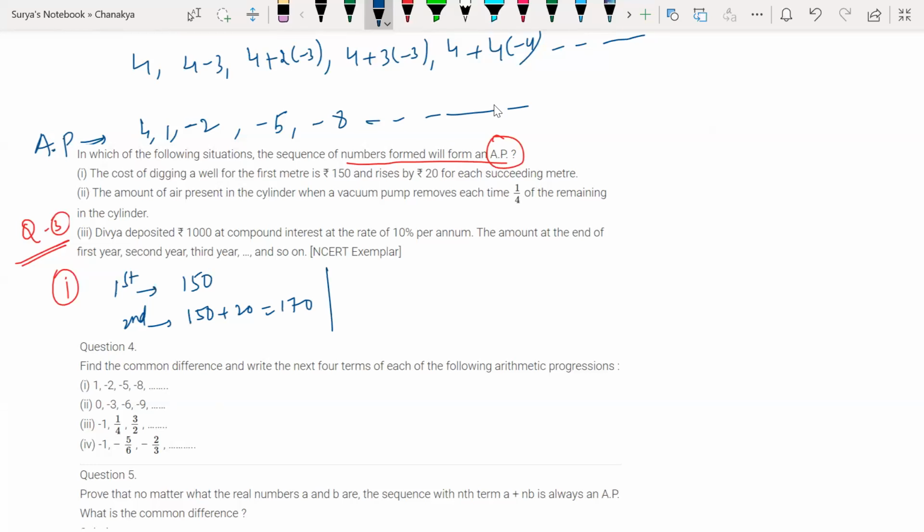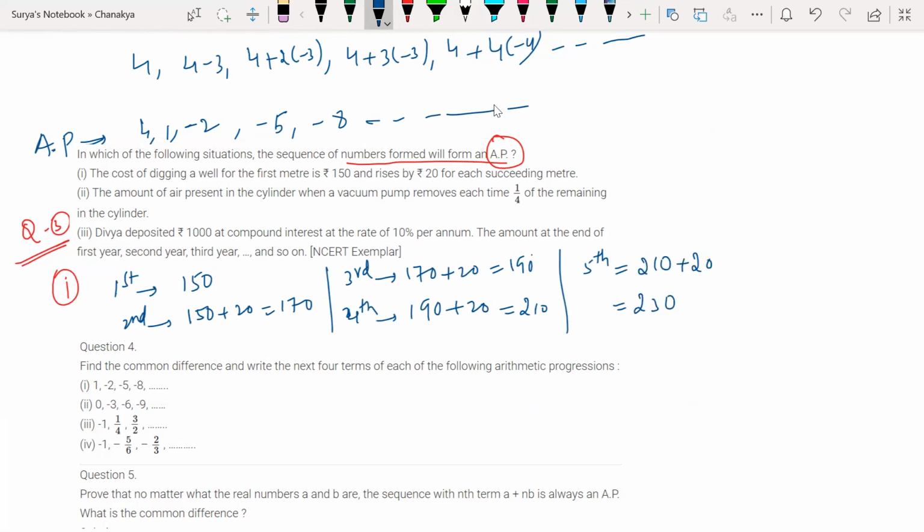Alright. For the third meter, again 170 rupees plus 20, which means 190 rupees. For the fourth meter, 190 plus 20, which is going to be 210. For the fifth meter, 210 plus 20 rupees. So how much? 230 rupees. And it goes on. Clear? So 150, 170, 190, 210 and 230. These all are in AP.